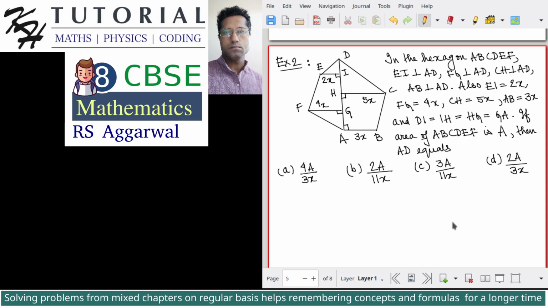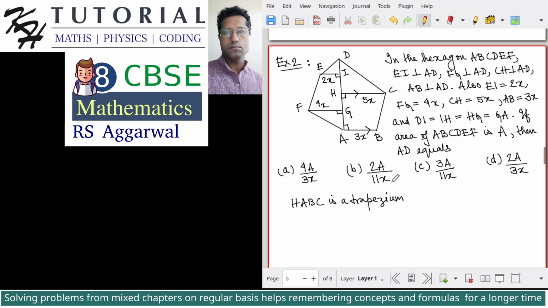And we also see that AB is perpendicular to the diagonal AD. Also, the perpendicular CH is also perpendicular to AD. So we must have HC parallel to AB, which means that HABC is a trapezium, where the parallel sides are HC and AB and the height is HA.